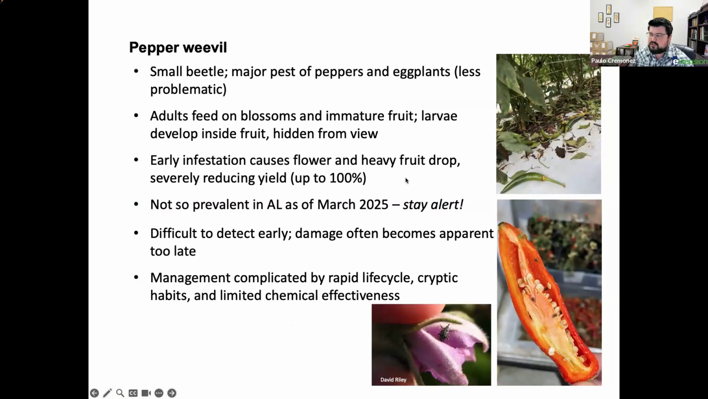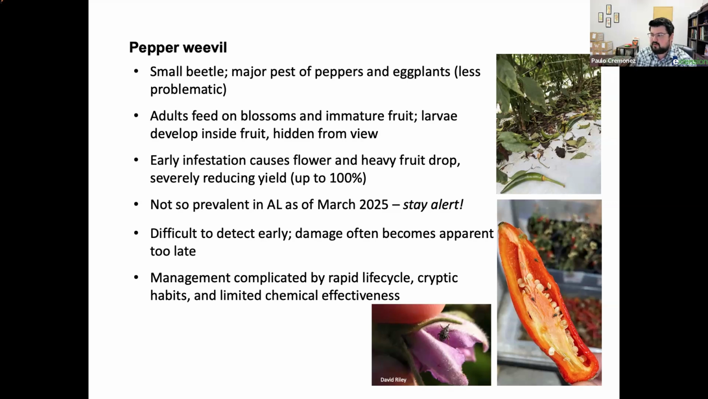So early infestations cause heavy fruit and flower drop, severely reducing yield by up to 100%. You may have a lot of peppers, but sometimes you have so much fruit drop that your harvest is not going to compensate your production. So it is 100% loss. It's not so prevalent in Alabama as for now, but this is our sign to stay alert because our neighbors, Georgia and Florida, have problems with that in their crops.